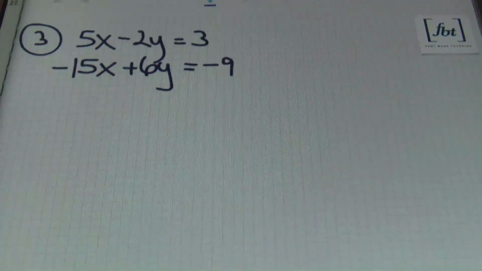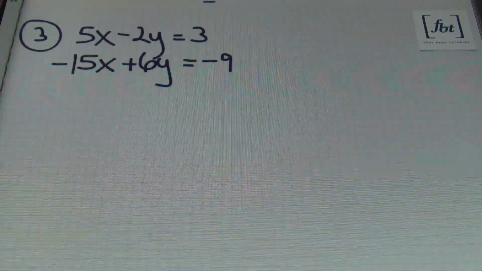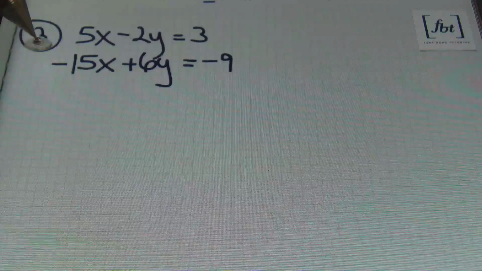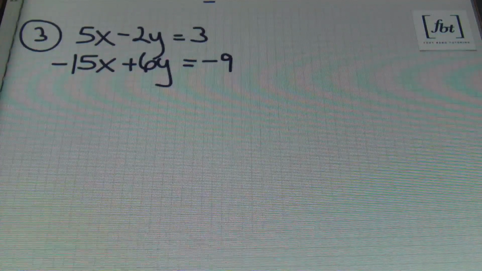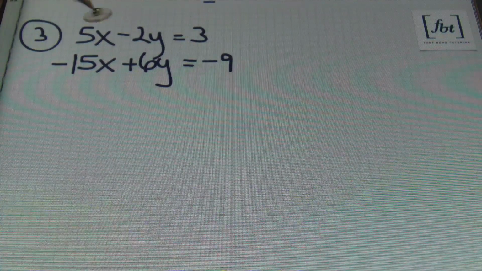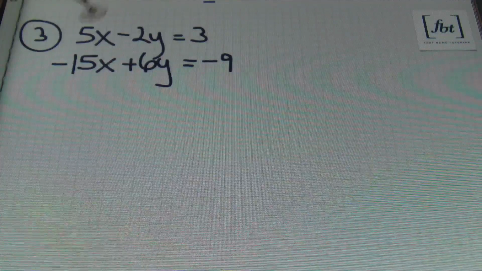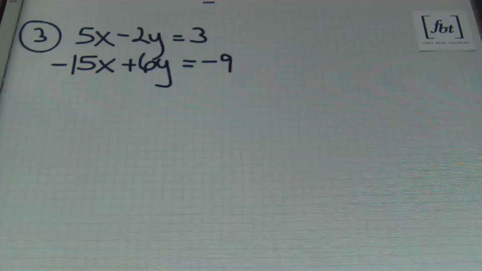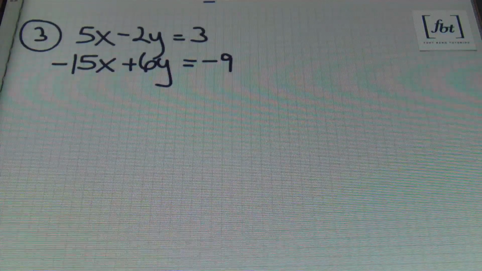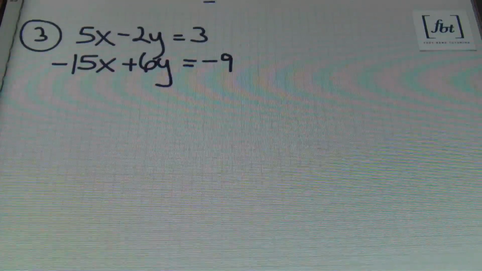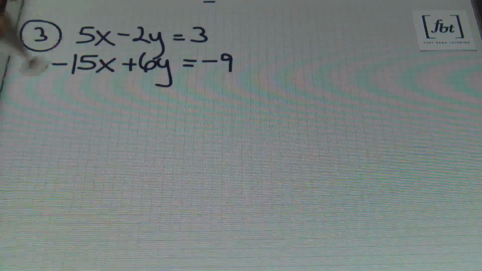In problem number 3, we have the following problem. We have 5x minus 2y equals 3 and negative 15x plus 6y equals negative 9. Once again, what we'll do first is solve for one of these 4 variables here. To me, the easiest variable to solve for is x in the first equation. So I'm going to take this first equation and solve for x.